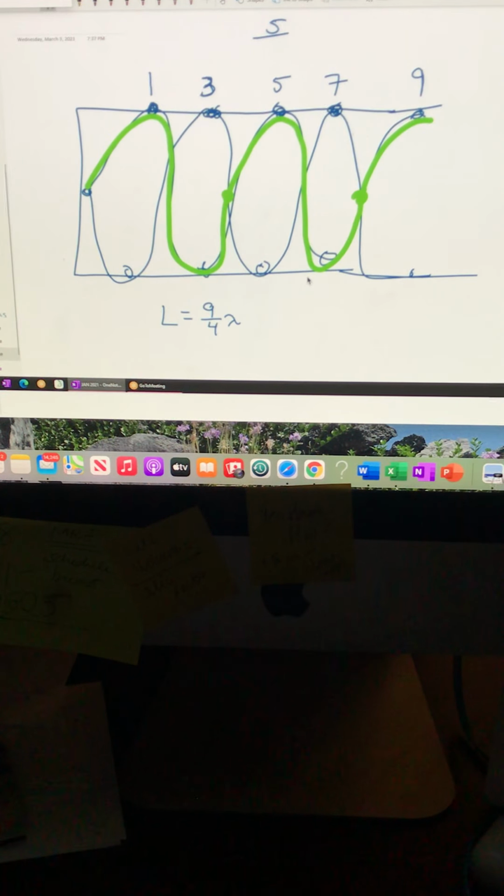But if I solve for L, what do I get? I get wavelength, multiplied by the reciprocal. Wavelength equals 4L over 9. And I thought when it's open at one end, the general harmonic equation is 4L over N. Oh, we just proved the ninth harmonic.